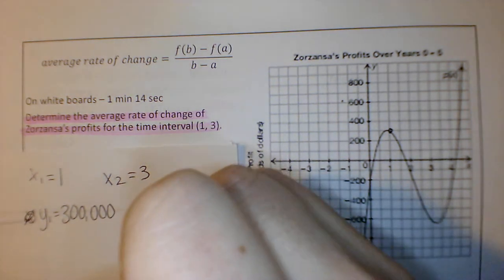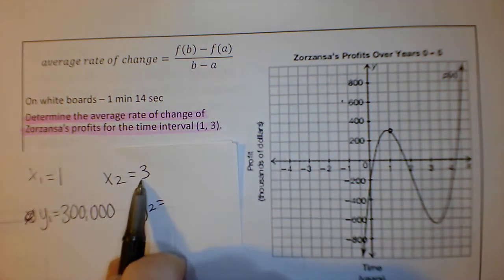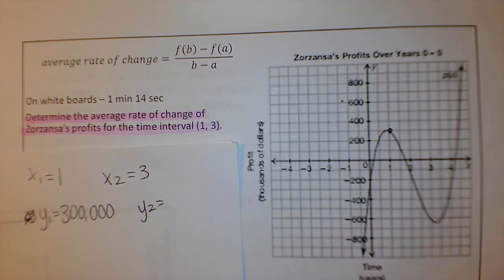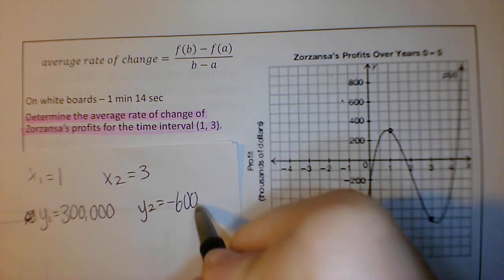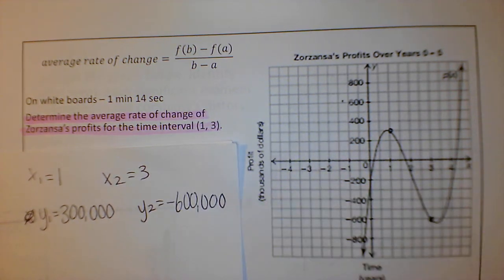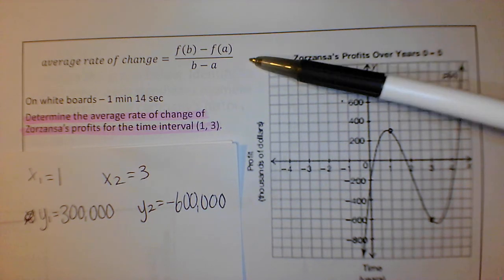And my y2 is going to come from when x is 3. So I'm going to go over to when it's 3. We're down here at negative 600,000. And then I'm going to use my average rate of change formula.